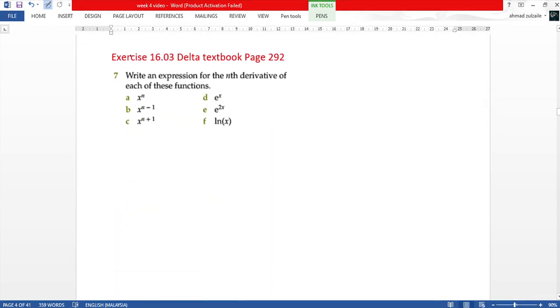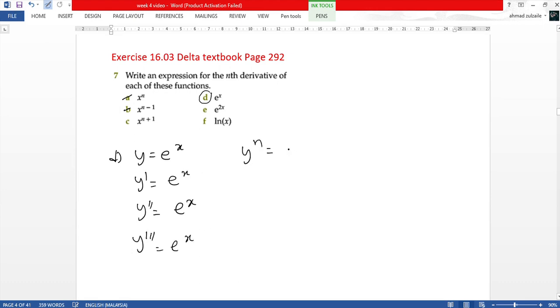Okay, number 1 done. Number 2 done. Let's skip C. I want to proceed to D. Okay, D. y equal to e to the power of x. y prime. Remember, differentiating the exponential, you have your exponential back. Double prime, again you have your exponential back. Triple prime, you have your exponential back. And then for the n-th derivative, the answer will be e to the power of x again.